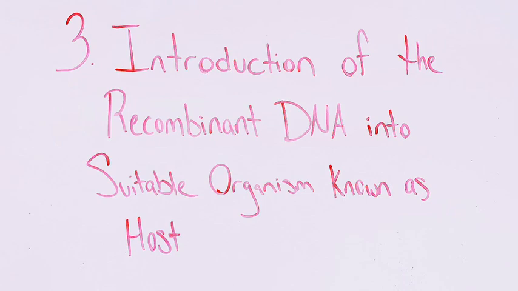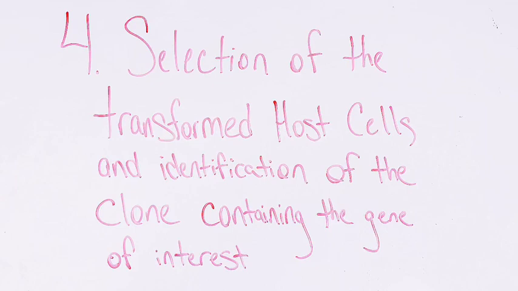Step 4. Selection of the transformed host cells and identification of the clone containing the gene of interest. The transformation process generates a mixed population of transformed and regular host cells. As we are interested only in transformed host cells, it becomes necessary to filter them out.